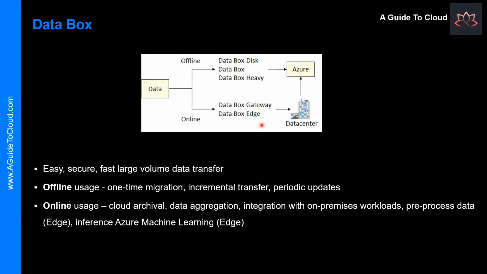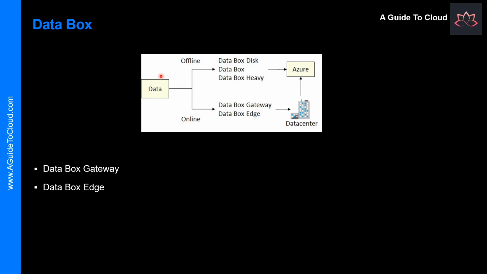Scenarios for offline Data Box products include one-time migration, incremental transfers, and periodic updates. You can use Data Box Disk, Data Box, and Data Box Heavy for any sort of offline transfer. You can move your data to Azure using common copy tools such as RoboCopy. All data is AES encrypted, and the devices are wiped clean after upload in accordance with NIST Special Publication 800-88 Revision 1 standards.